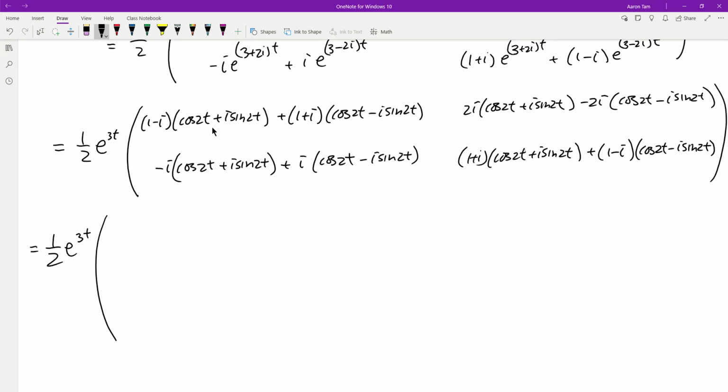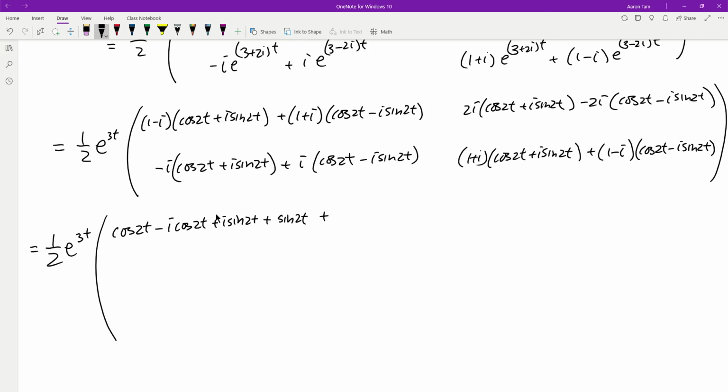If I multiply the top things out, notice it's a binomial times a binomial, so we have to do FOIL. I definitely don't think I can write out this whole thing in one line, so I'm going to write it in two lines. Cosine 2t minus i cosine 2t, and then plus i sine 2t minus i squared sine 2t. And minus i squared is plus sine 2t.